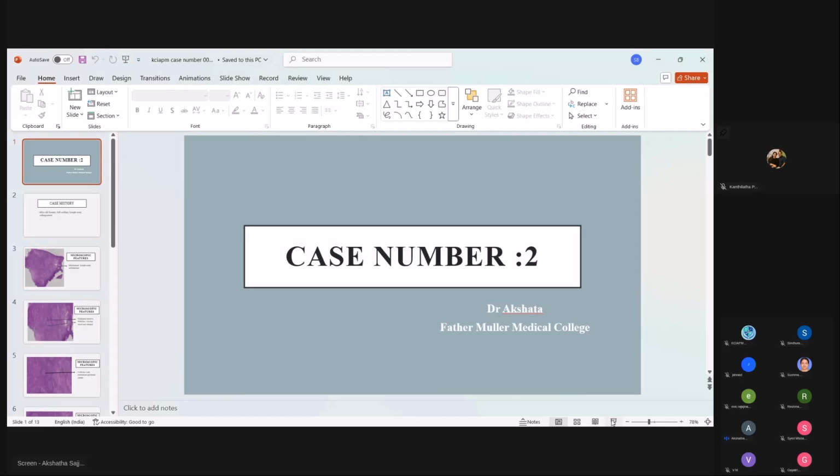Good morning, everyone. Good afternoon, everyone. I'm Dr. Akshata from Father Muller's Medical College. I'm gonna present case number 2, spotter. Case history was given as 60-year-old female, left axillary lymph node enlargement. This is the scanner view of the slide, which shows maintained lymph node architecture.